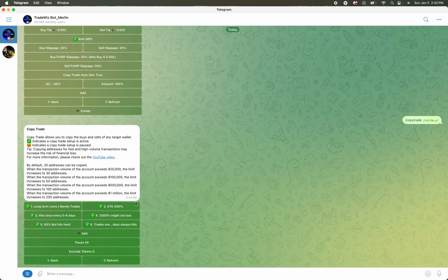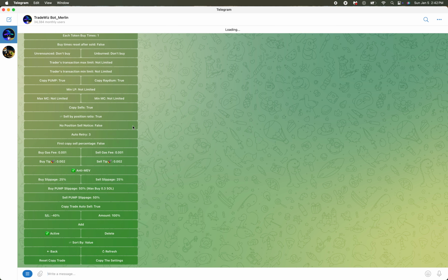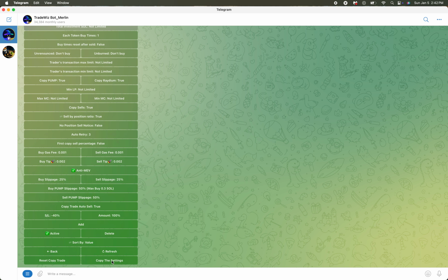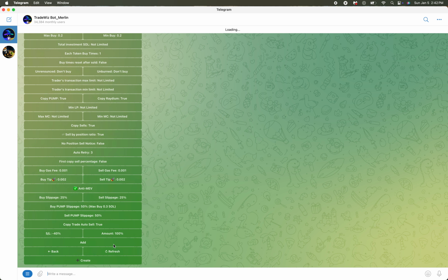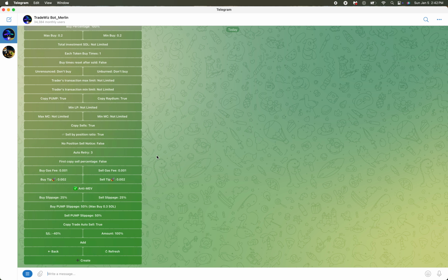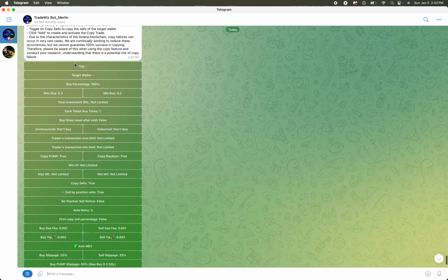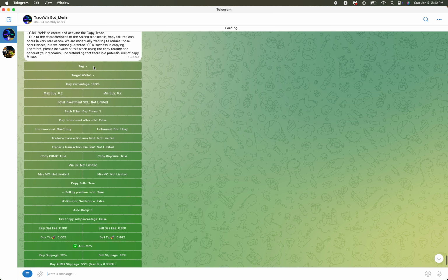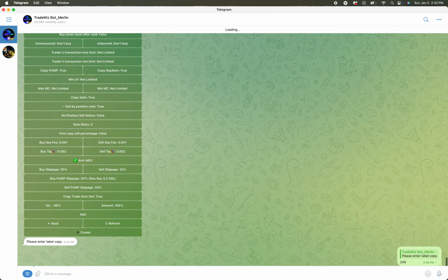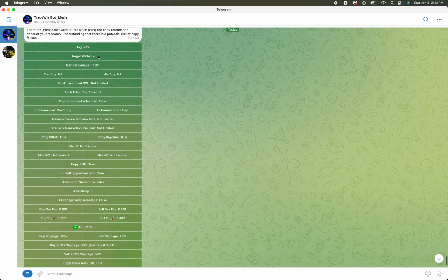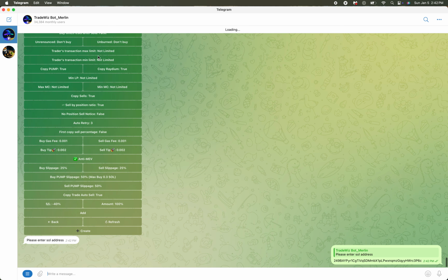So the cool thing TradeWiz has is if you're brand new, you have to create your own wallet. But let's say you already have a couple wallets in place. You can click one of them, and instead of copying the settings all over again, you can click copy the settings, and it'll generate you a brand new page, kind of like copying and pasting it. And all you have to change is the name and the wallet address. So we're going to name this one 249 because that's what it starts with. And we're going to put the wallet address here.